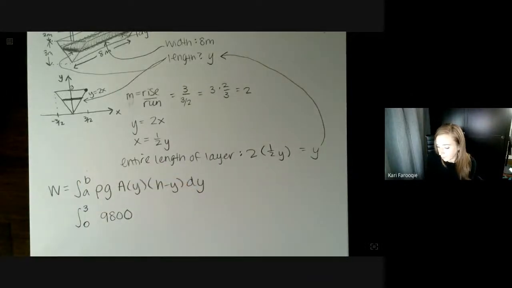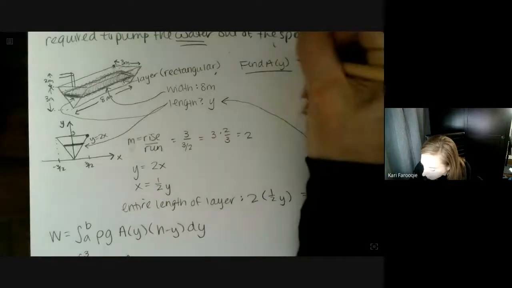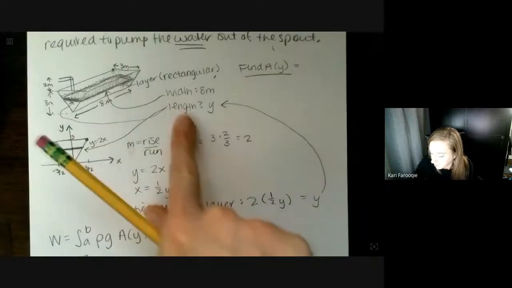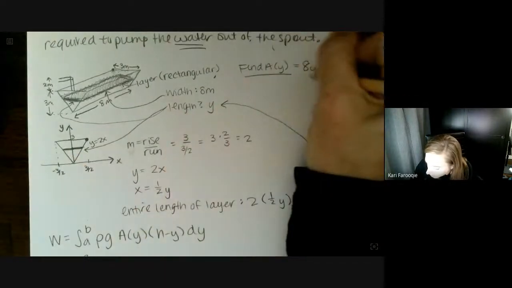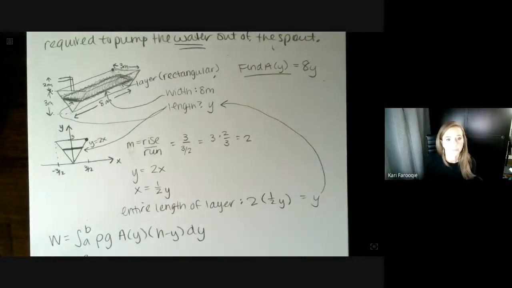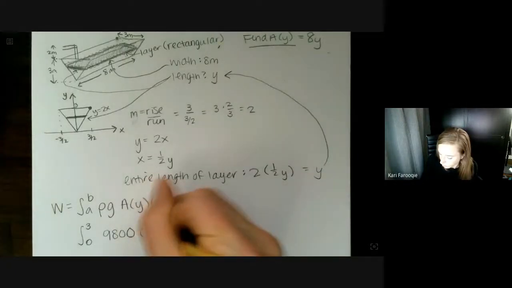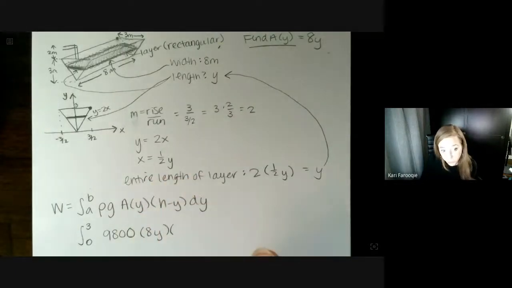A of y, well, we already said that A of y is going to be, I guess I never technically filled the whole thing out. It's a rectangle, and it's the length times the width. So we'll say it's 8y for length times width. So we'll say this is 8y times h minus y.